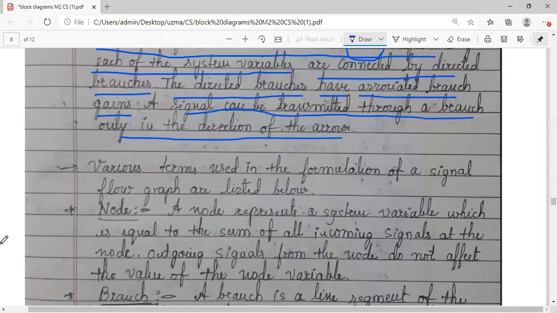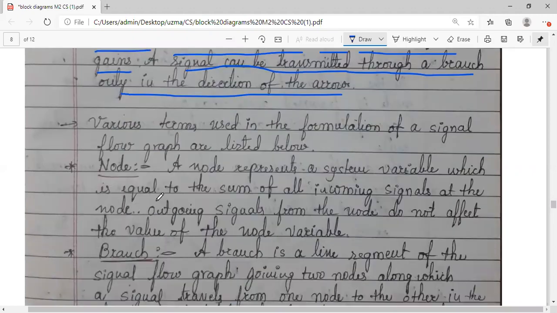There are some terms involved in the signal flow graph. You should know these terms, then only it is possible for you to proceed further. We will look into these terms.